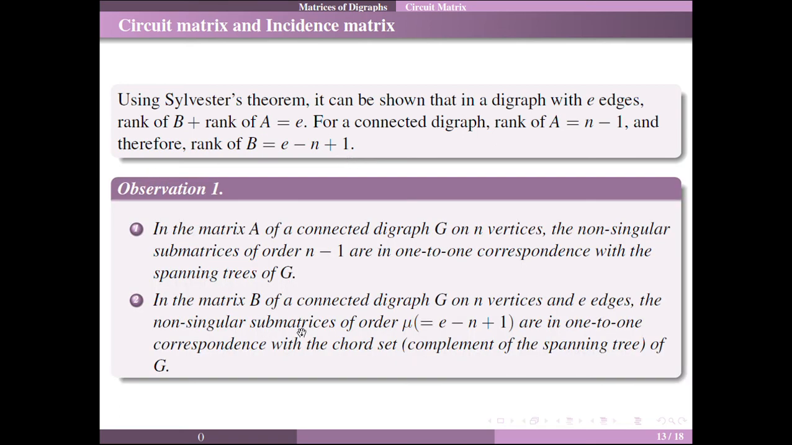We observe the following. In the incidence matrix of a connected digraph G on n vertices, the non-singular submatrices of order n minus 1 are in one-to-one correspondence with the spanning trees of G. In the circuit matrix B of a connected digraph G on n vertices and E edges, the non-singular submatrices of order mu are in one-to-one correspondence with the chord set of G.